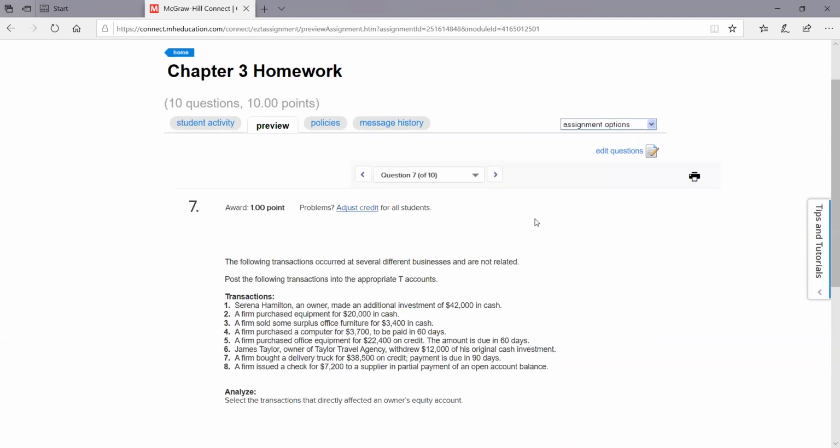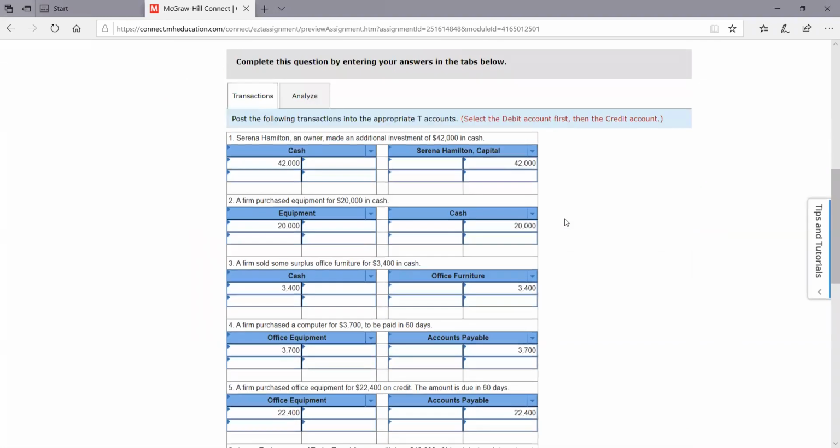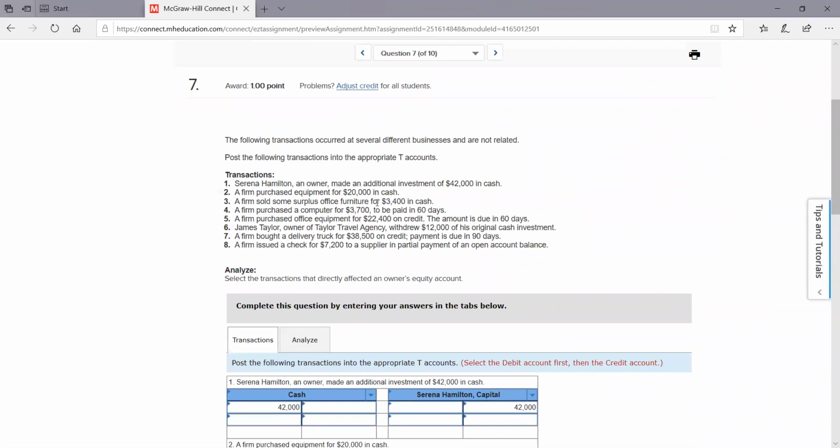Let's check out number 7. These would be more repetition. These are the same types of transactions you've been doing, except now you're going to put these into individual T accounts. Starting off, you've got investment of $42,000 in cash. So you have to think about what accounts are affected. It's going to be cash and capital. You're increasing cash. Here's the answer: debit cash, and the offset will be a credit or an increase to capital.